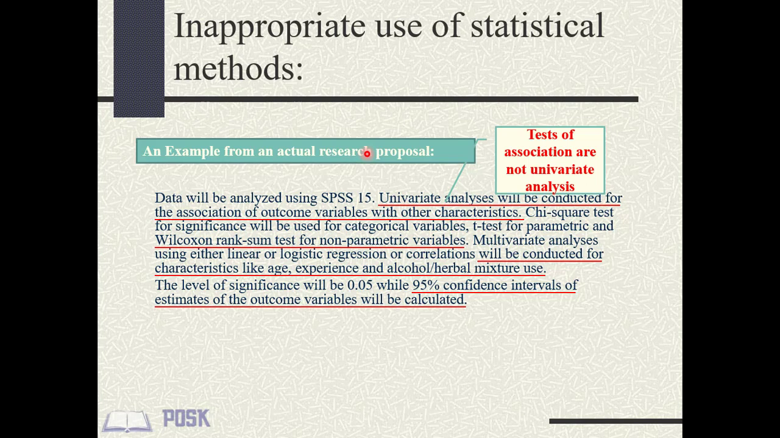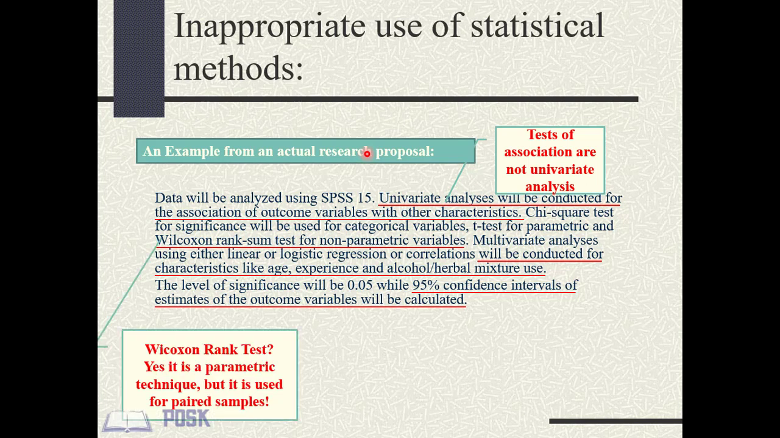Chi-square test for significance will be used for categorical variables. T-test for parametric and Wilcoxon rank sum test for non-parametric variables. My comment on that is that the Wilcoxon rank test, yes, it is a non-parametric technique, but it is used for paired sampling.